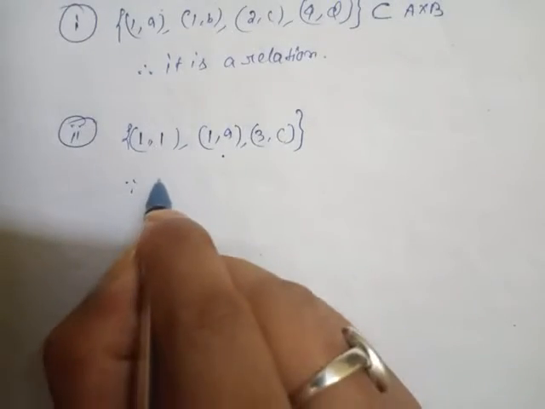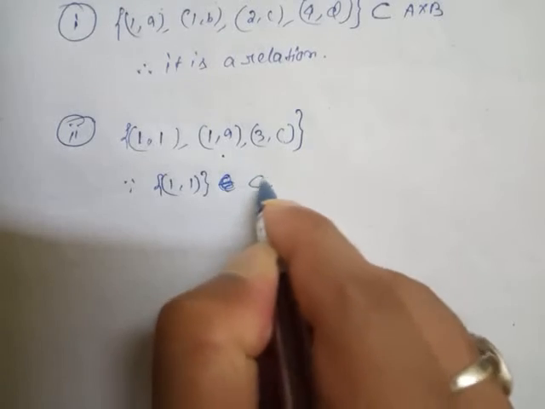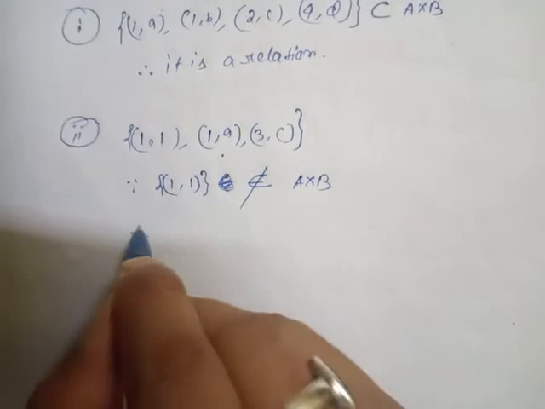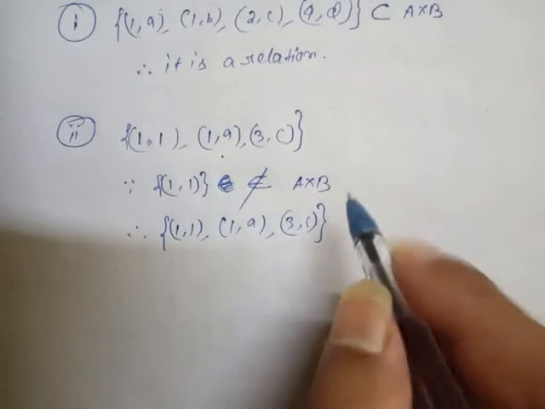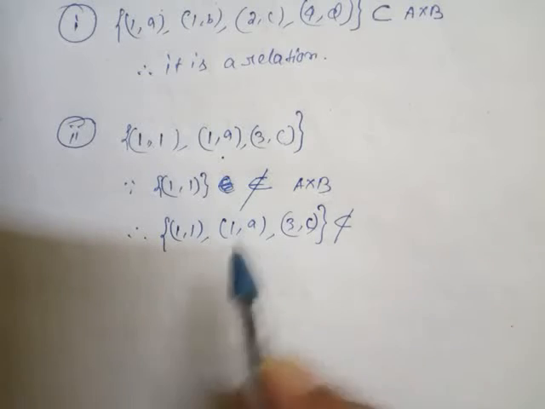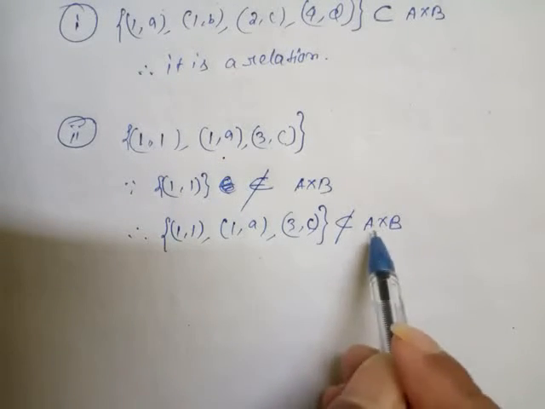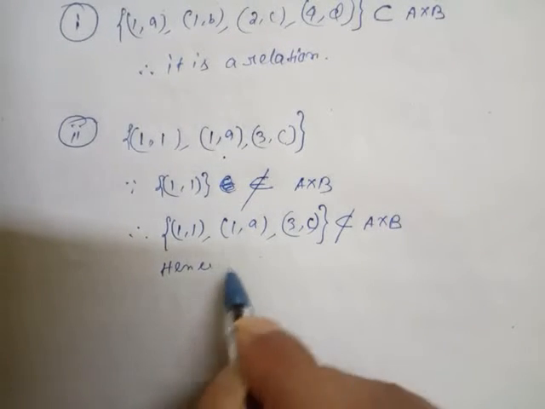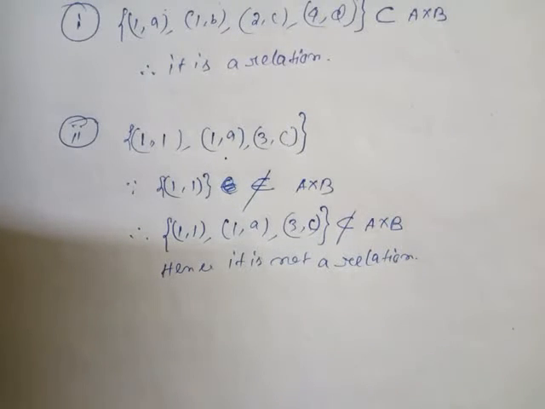We'll write here: since 1 comma 1 does not belong to A product B, therefore 1 comma 1, then 1 comma a, then 3 comma c, is not a subset, meaning this sign indicates that all the elements are in A product B. So this one is not in A product B, the others are in A product B, so not all the elements are in A product B. Hence it is not a relation. 8 Roman 2 is over now.